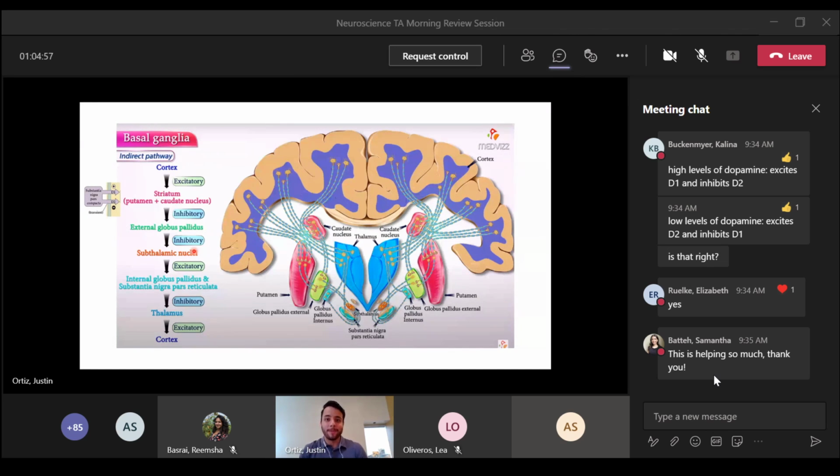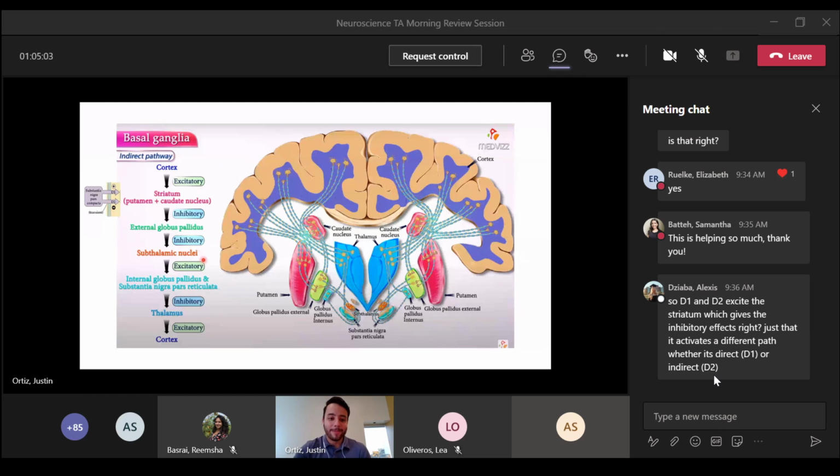So now the subthalamic nuclei is like, yes, I am not held back anymore. I can do what I'm born to do, basically. So the subthalamic nuclei is able to excite the globus pallidus internus. Globus pallidus internus typically inhibits the thalamus. So now it's going to inhibit the thalamus even more and then lead to decreases in excitatory signals to the cortex and thus inhibit movement.